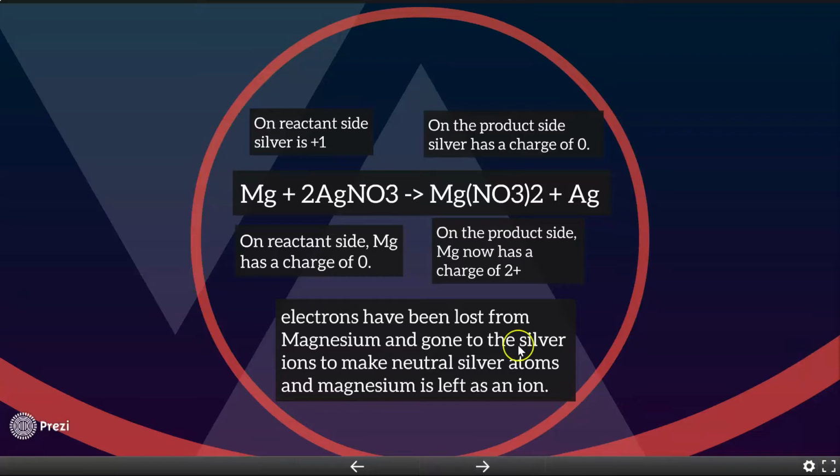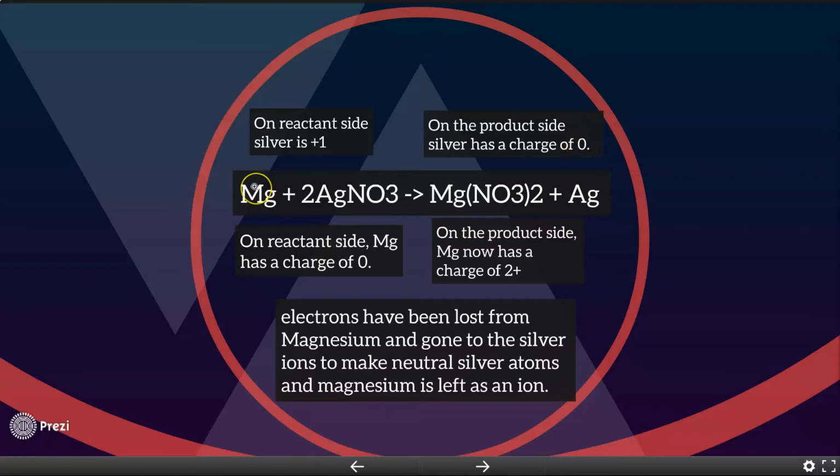So what's going on? On the reactant side, magnesium is a metal, so it's got a charge of 0. But silver has a charge of +1 because it's in an ionic compound. On the product side, magnesium is now in the ionic compound, so it's the thing that has to have the charge. Magnesium has a charge of 2+. On the product side, now you have silver, and I realize this equation is not balanced. I should have a 2 here. You have silver metal, which now has a charge of 0.